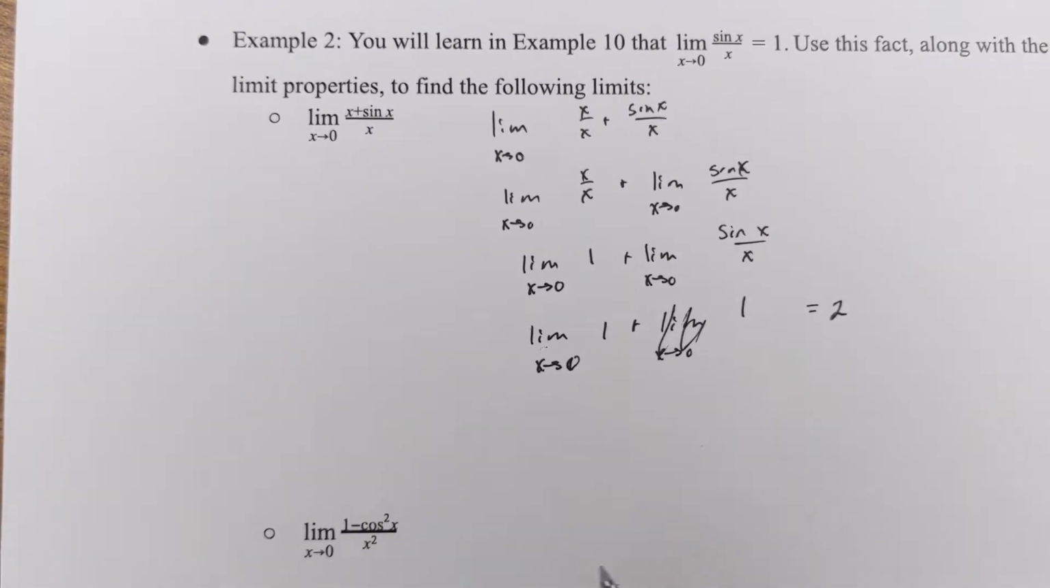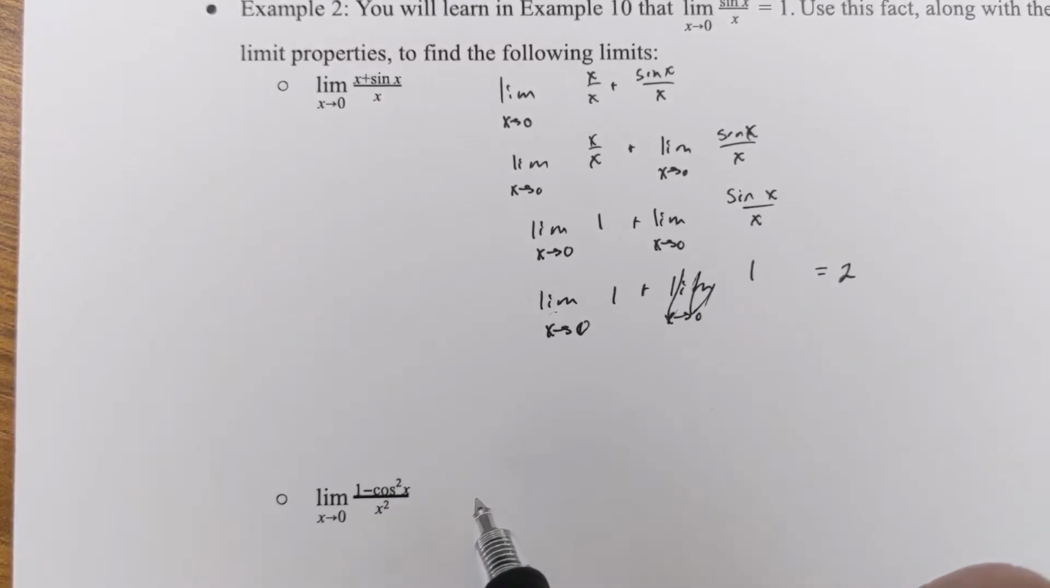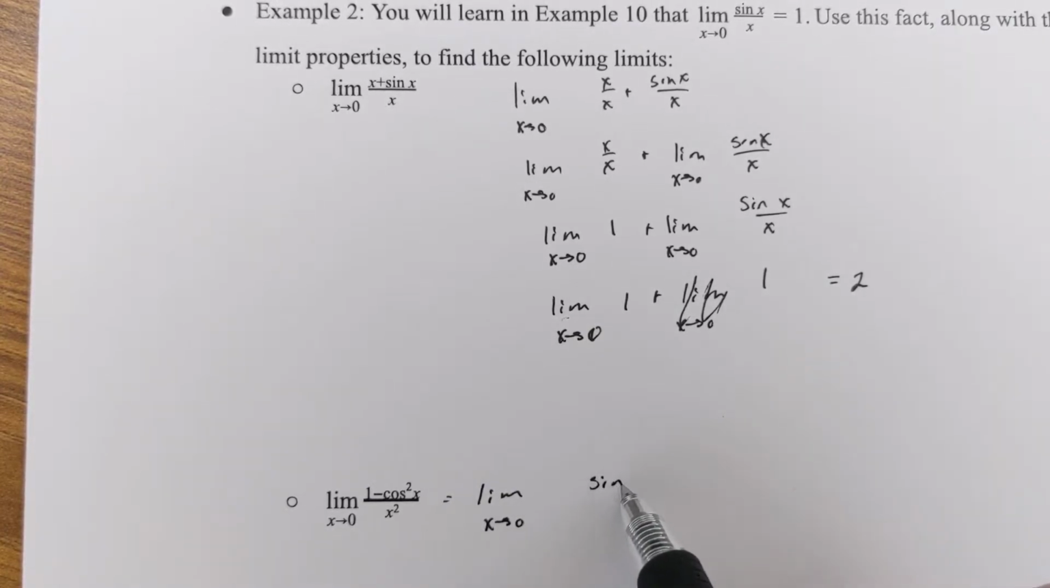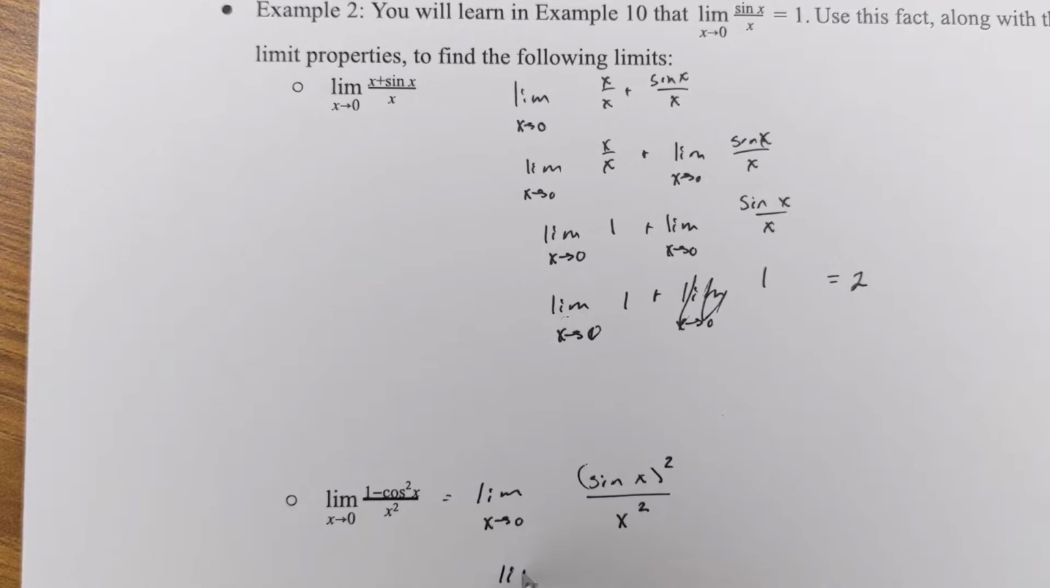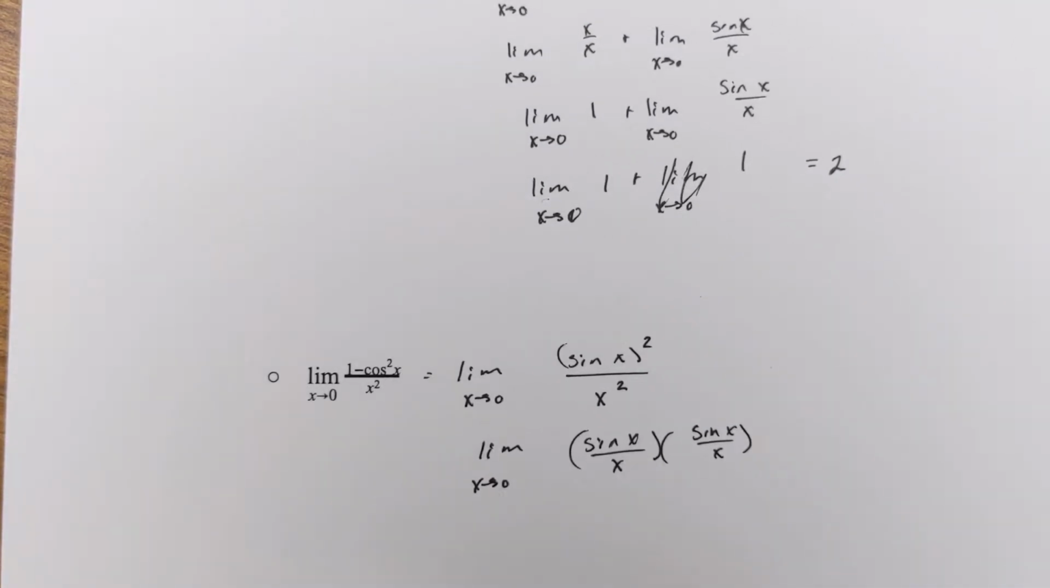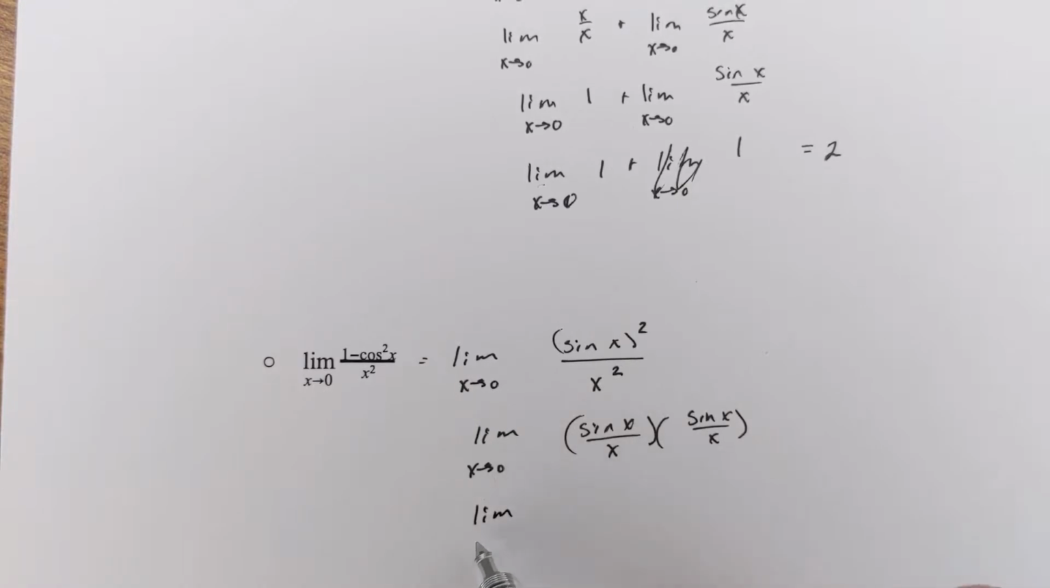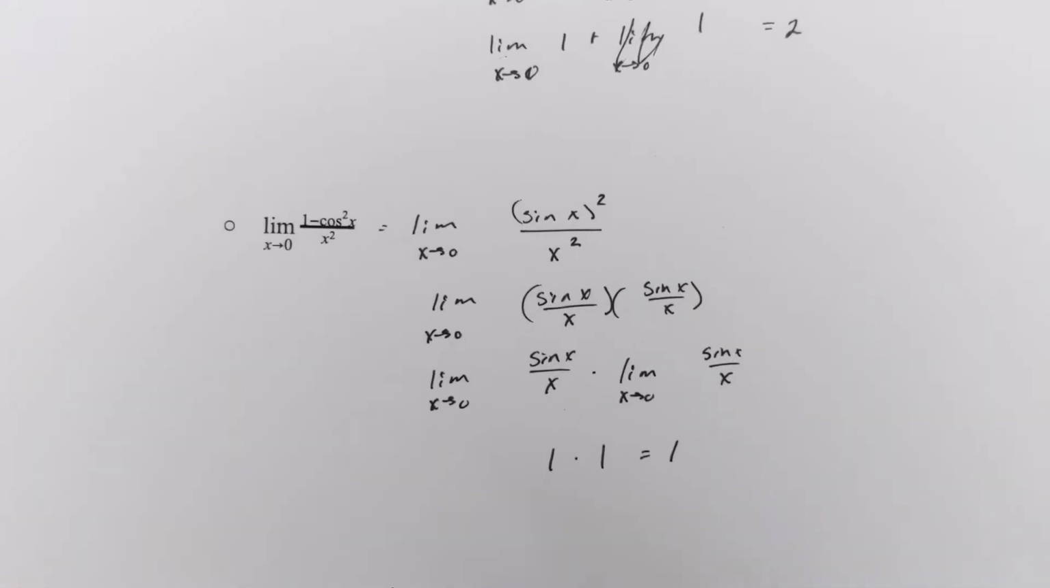All right, so 1 minus the cosine squared over x squared. Well, 1 minus the cosine squared is the sine squared. So this is the sine of x squared over x squared, which is the same thing as sine of x over x times sine of x over x, which you can break into two limits. Limit as x approaches 0 of sine x over x times the limit as x approaches 0 of sine x over x. Well, those are both 1, so 1 times 1 equals 1.